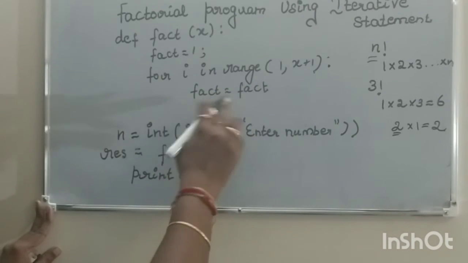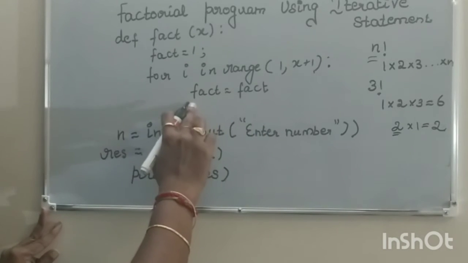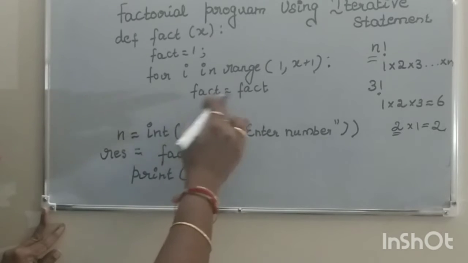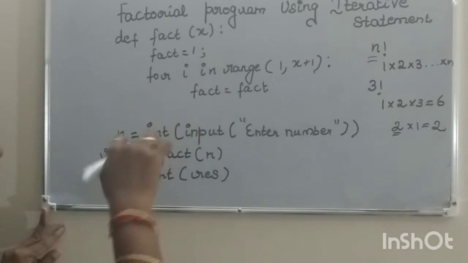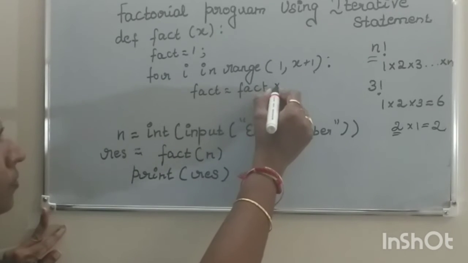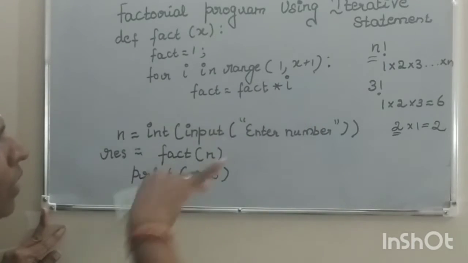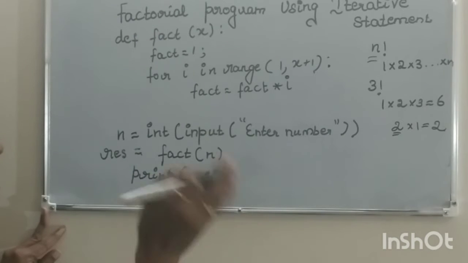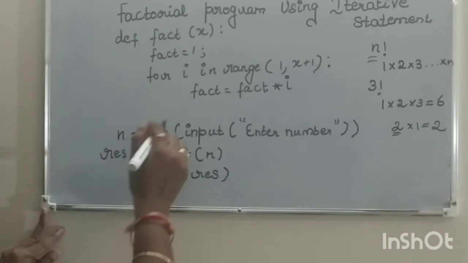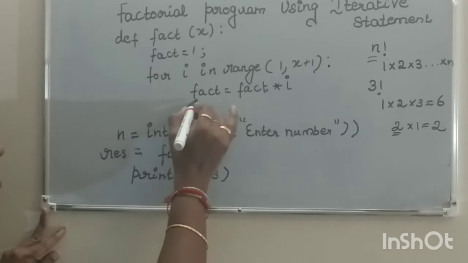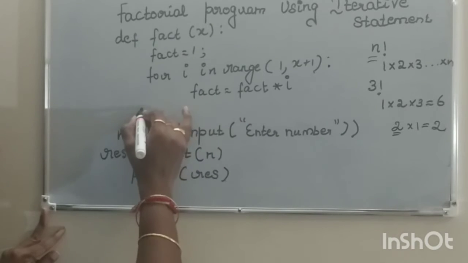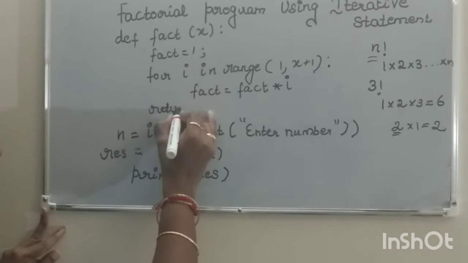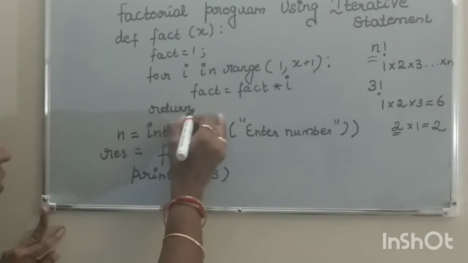Here I used the same variable fact on both the left hand side as well as the right hand side. The reason is to store the previous result. Every time the i value varies: first time it is 1, second time it is 2, third time it is 3, like that. As the i value changes, the final result will be stored in the variable fact. So return that fact once the iteration is over.